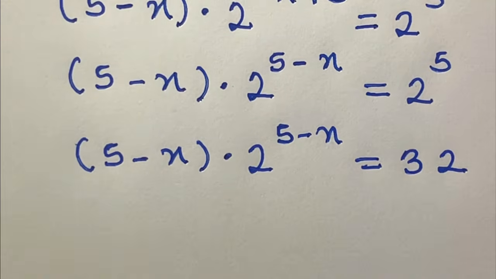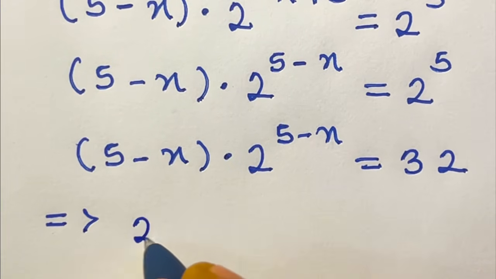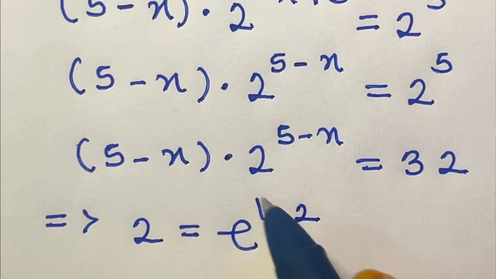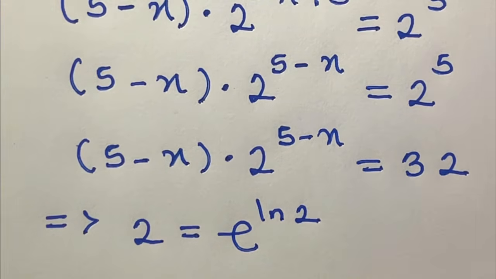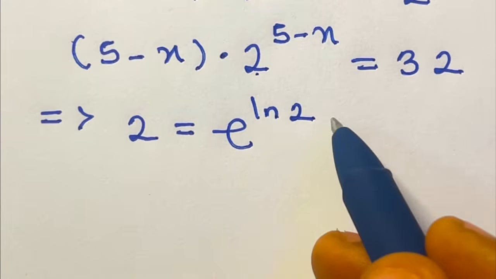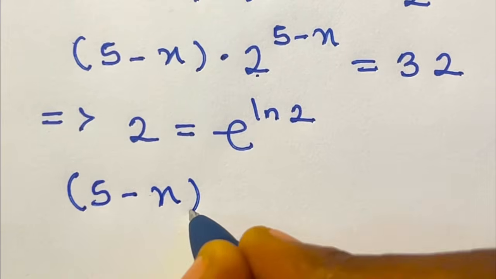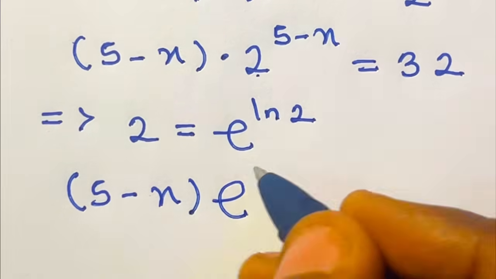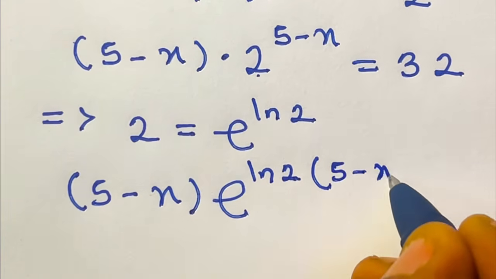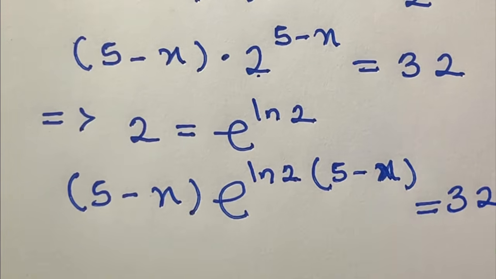All right, but there is something here I want you to also note. Do you know that 2 is equal to exponential of ln 2? And the answer is yes. Because exponential and ln cancel each other, 2 equals 2, right? So we will now replace this 2 with exponential of ln 2, so that we have 5 minus x multiplied by exponential of ln 2 raised to power 5 minus x, which is equal to 32.